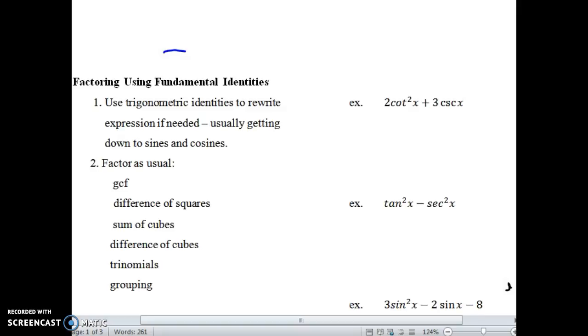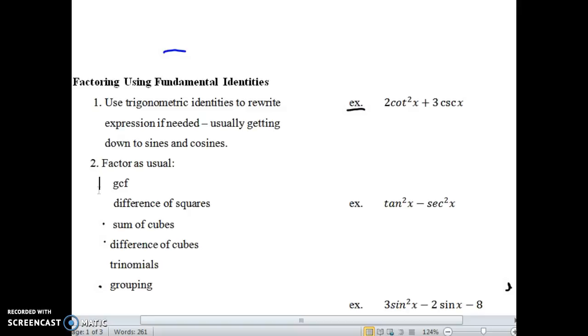The next section of our notes is factoring using the fundamental identities. You might be like, well, I've never seen that. It's factoring. It's the same thing. It's just going to have tan in it, secant in it, etc. So when you use the trigonometric identities, rewrite if needed, usually getting down to sines and cosines. Tangents usually aren't nice. Sometimes they are, sometimes they aren't. And then we'll factor. Remember, the factoring methods are greatest common factor, difference of squares, sum of cubes, difference of cubes, trinomials, and grouping. So let's take a look at this problem first.